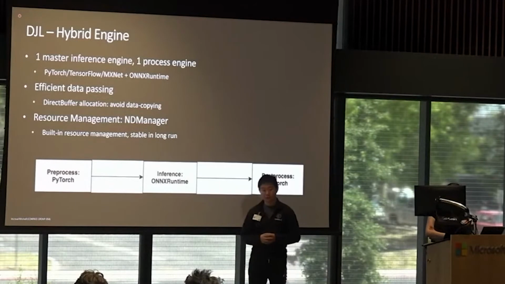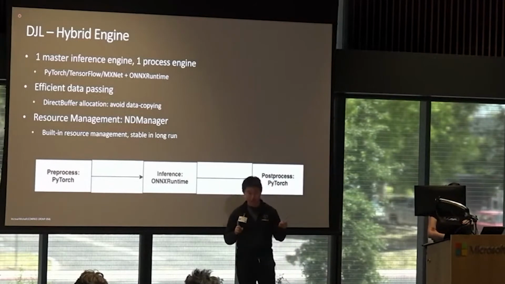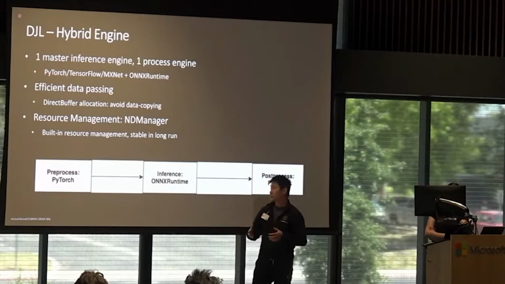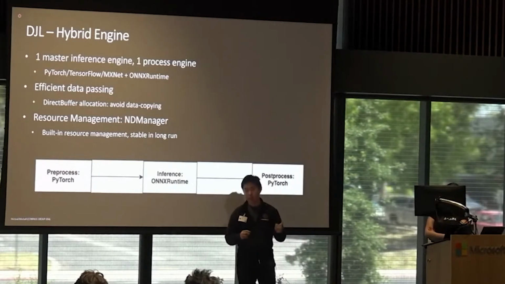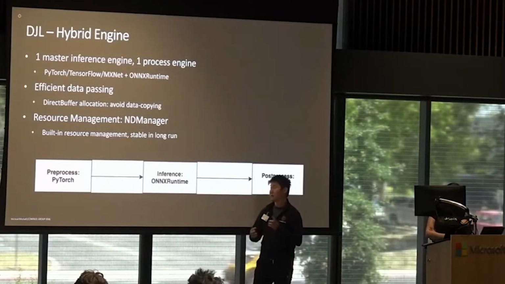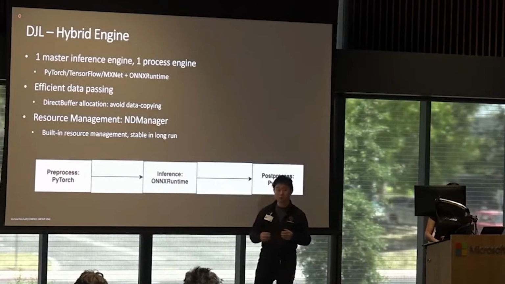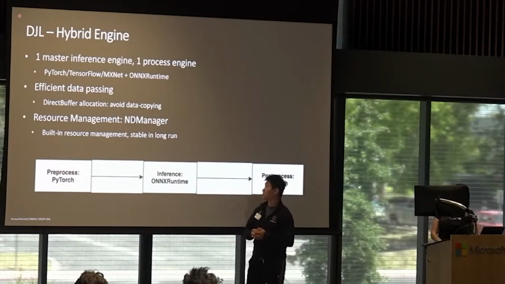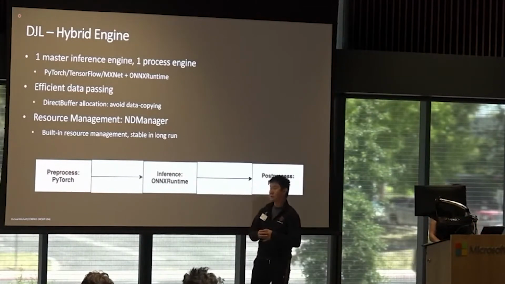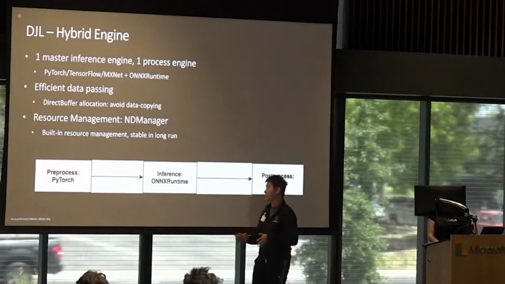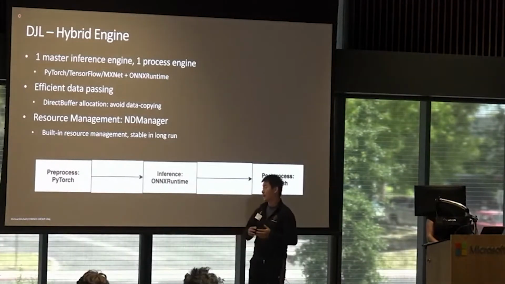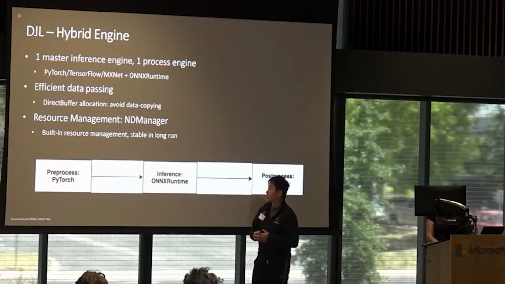To reduce the data copying time, instead of copying the data from the Java heap into the C++ layer, we introduced a way of using a direct buffer to send the pointers from PyTorch directly to ONNX Runtime. This avoids data copying and provides a very huge performance boost on the inference side. Compare running end-to-end inference with PyTorch and with this hybrid mode.